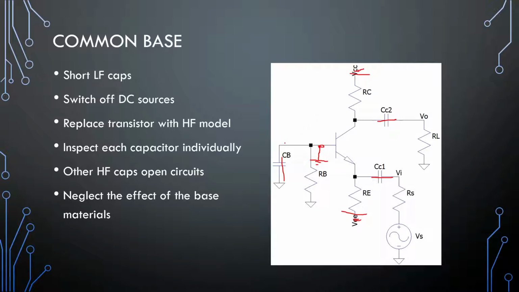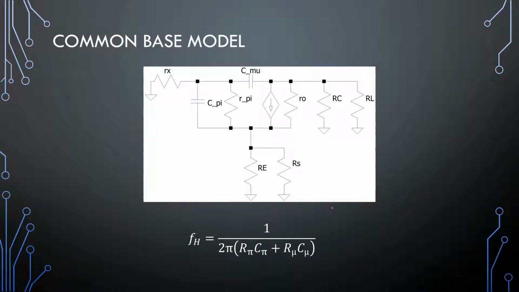That becomes a ground. And when we replace our transistor with a high frequency model, for this particular amplifier it won't have a very large effect in any case, we are going to neglect the effect of the base resistance. That is a very small resistance in general, and from the places that it's seen it will be even smaller, so nobody really cares. Okay, so drawing up a model for this, it will look something like this. And the higher cutoff frequency will be 1 over 2 pi r pi c pi plus r mu c mu.